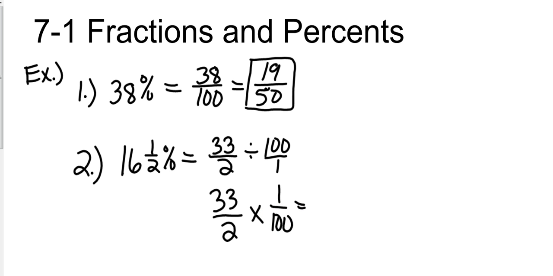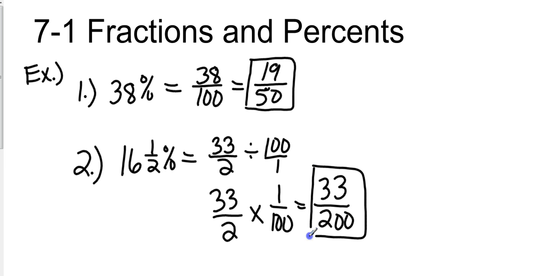And now we look at things that'll go into 33 and see if they will go into 100. Well, 33, we've got 1, 3, 11, and 33. None of those go into 100, so let's multiply straight across, and that's going to give us 33 over 200. Okay, so that's percentages into fractions.